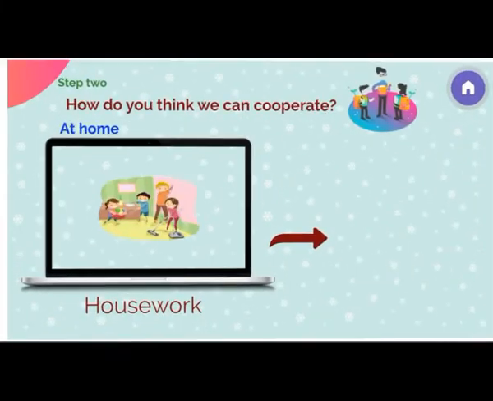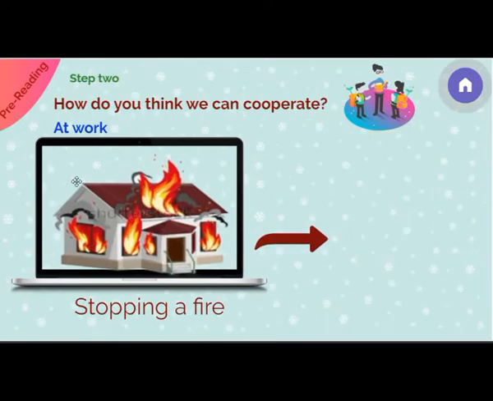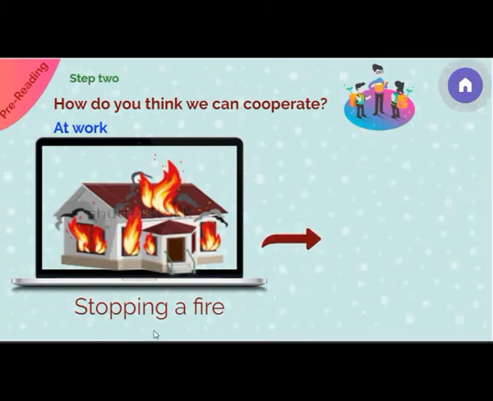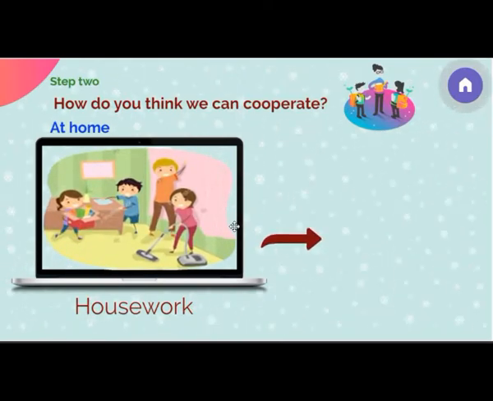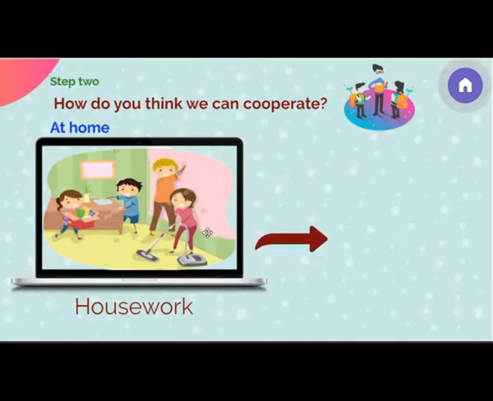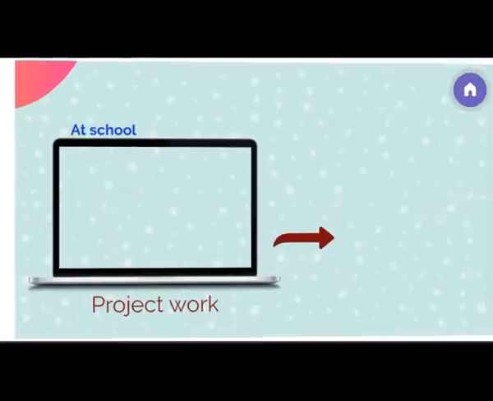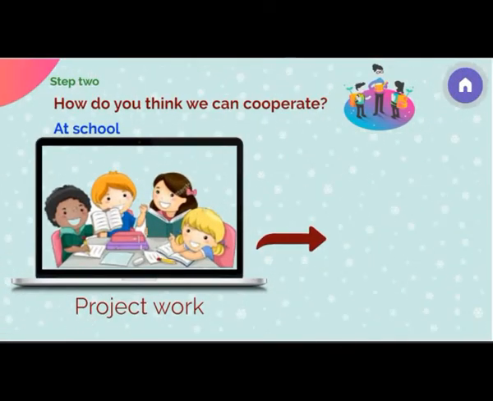Let's go back to picture 1. So here, cooperation at work. Stopping a fire. Who stops a fire? So firefighters cooperate. They help each other in order to stop a fire. Now at home, as you see in the picture, these are family members. They are sharing tasks. They are sharing house chores. They are cleaning the house together. And an atmosphere of harmony. They are having fun. So this is cooperation at home. They are sharing housework. And finally, how do you think we can cooperate at school?